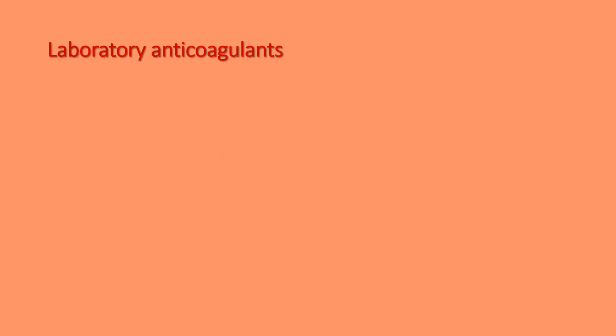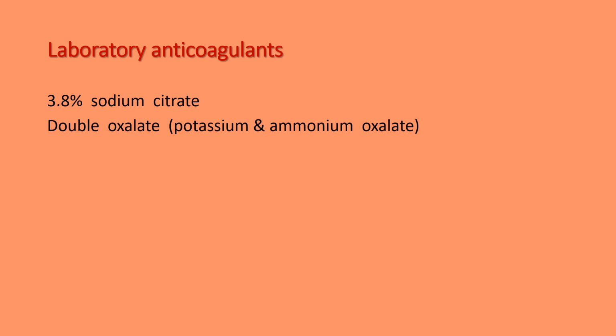So, laboratory anticoagulants are mainly used for investigation purposes in the laboratory. When we collect blood from the patient or subject, an anticoagulant is used to prevent clotting. The most commonly used anticoagulants in the laboratories are 3% 8 sodium citrate, double oxalate, potassium and ammonium oxalate.